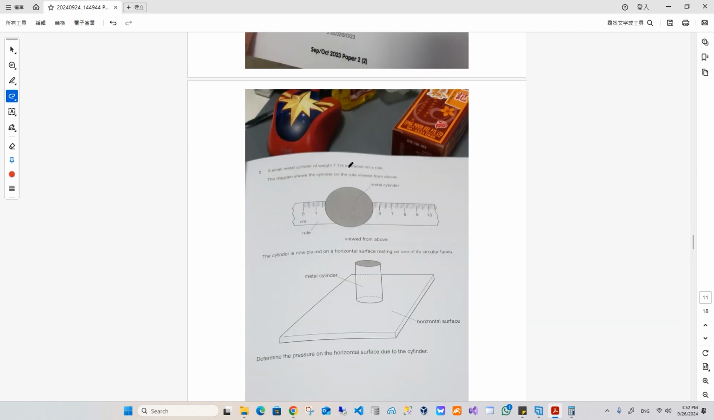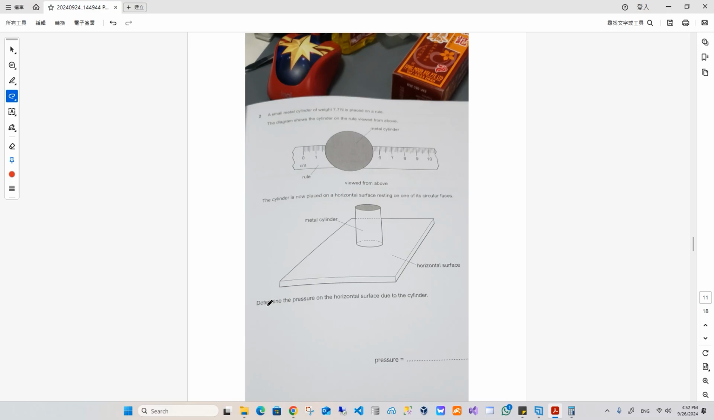A small metal cylinder is placed on a ruler. The diagram shows the cylinder from the rear view from above. The cylinder is now placed on a horizontal surface, resting on one of the circular faces. Determine the pressure on the horizontal surface due to the cylinder.